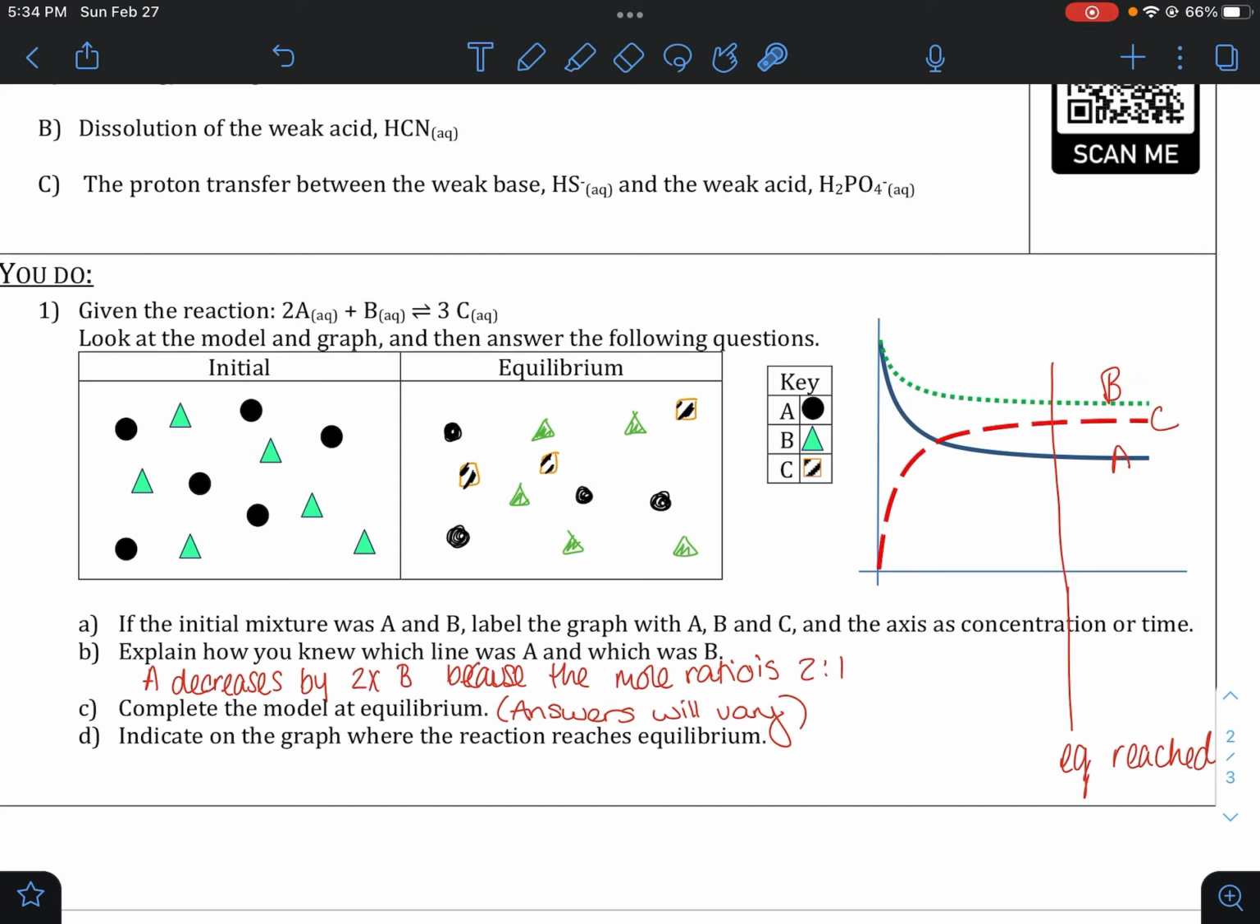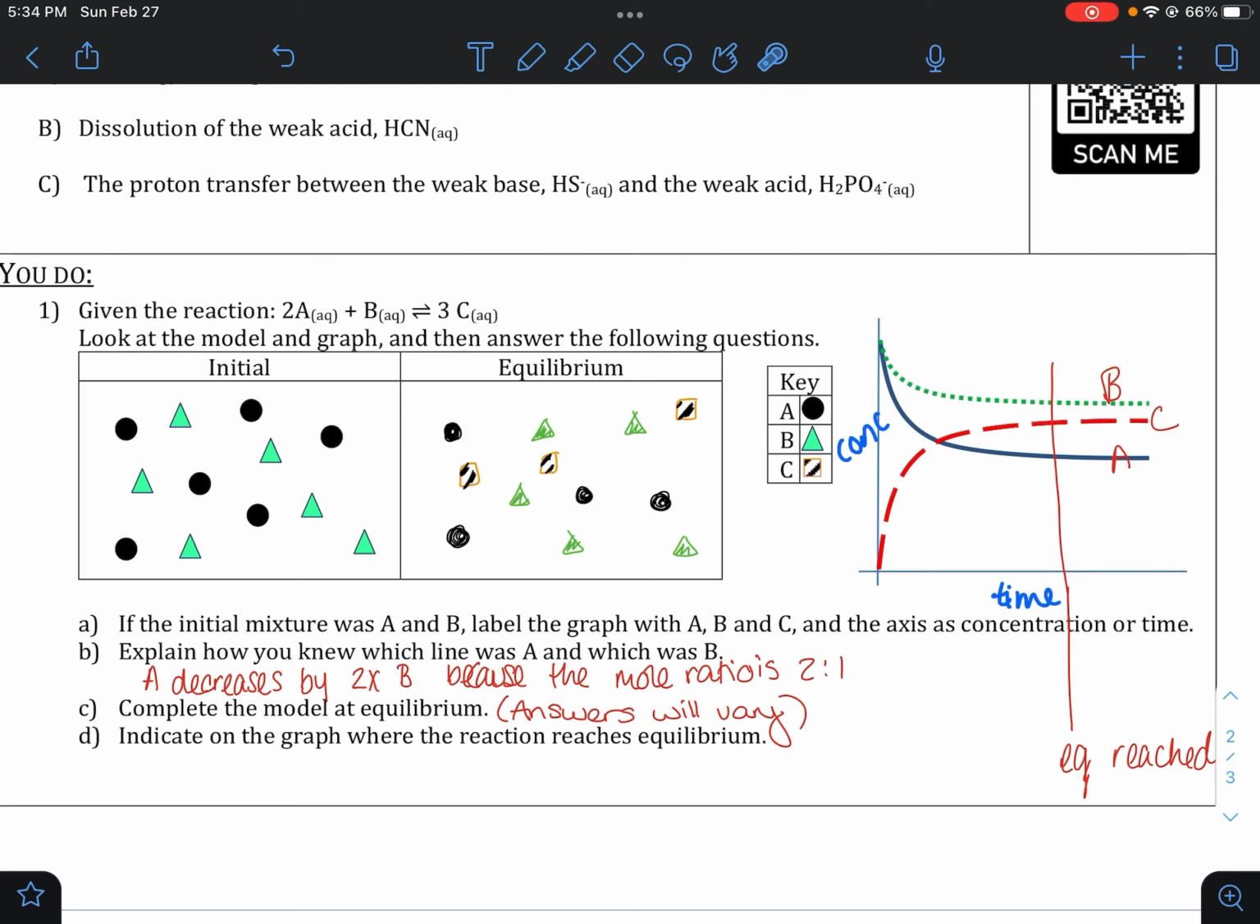Then it says if the initial mixture was A plus B, label the graph with A, B, and C, and the axes as concentration or time. So this axis must be concentration and this axis must be time. Then, obviously we know that both of these have to be A or B, but how do we know the difference?